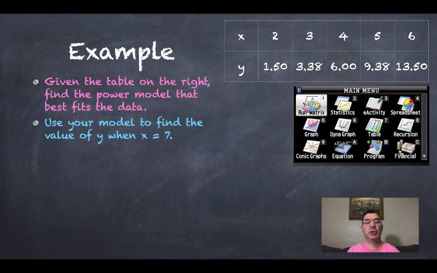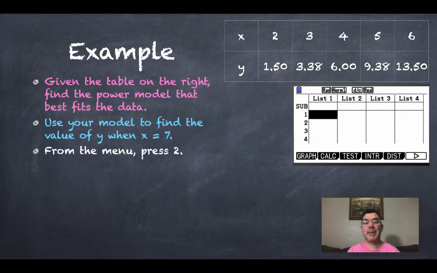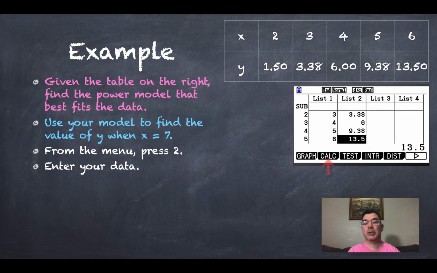So we're going to use our model after that to find the value of y when x equals 7, because that's not on our table yet. So I'm going to show you screen by screen what to type into your Casio calculator. From this main menu, you're going to press 2, and that's going to give you your statistics menu right there. And you have some data to fill in. So you enter in the data, and once you finish, it looks like that.